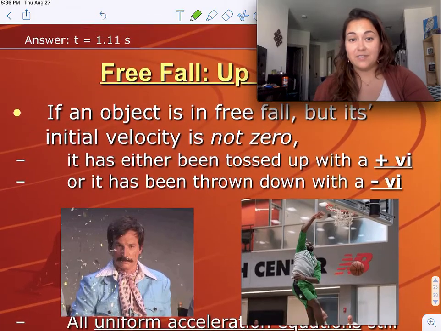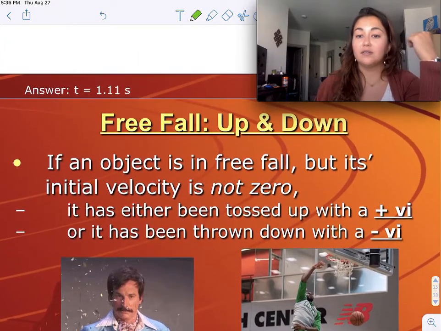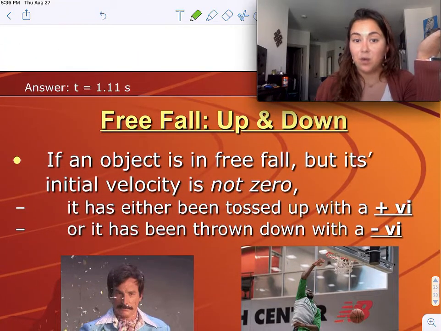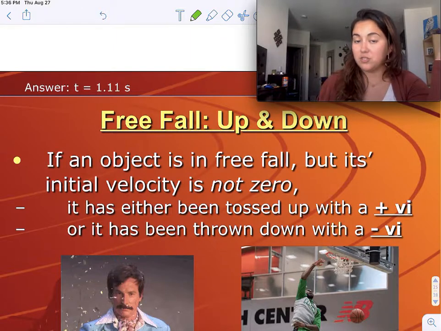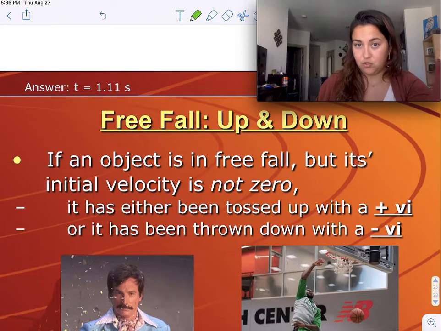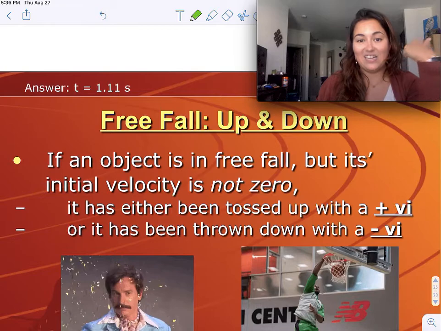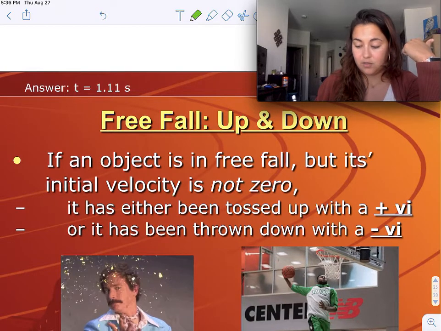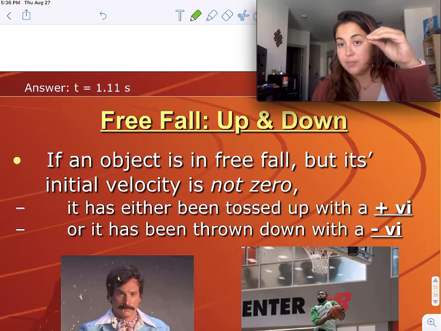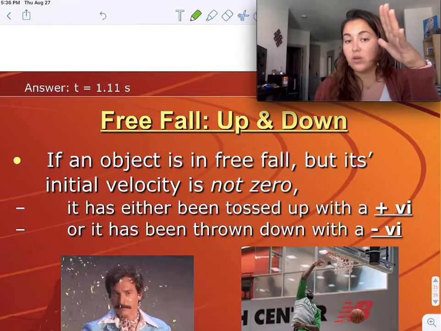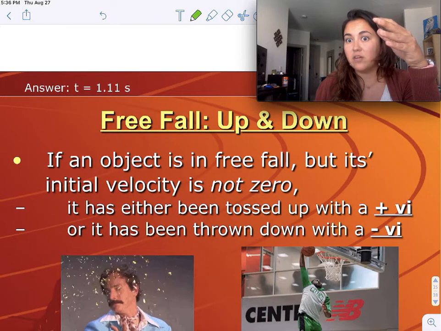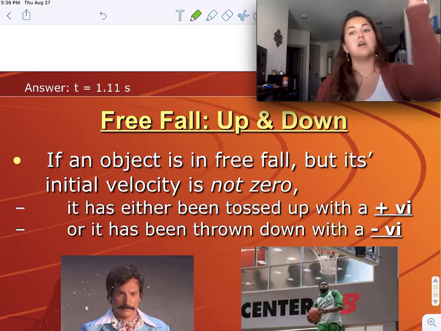We are going to do the last bit of notes for this unit, called Free Fall Up and Down Problems. So hopefully you already watched the video about free fall motion. These are instances where the initial velocity of the object is not zero. Before, you were talking about objects that were dropped, just let go from rest. But I don't have to just let go of an object. I could throw it down. I could toss it up.